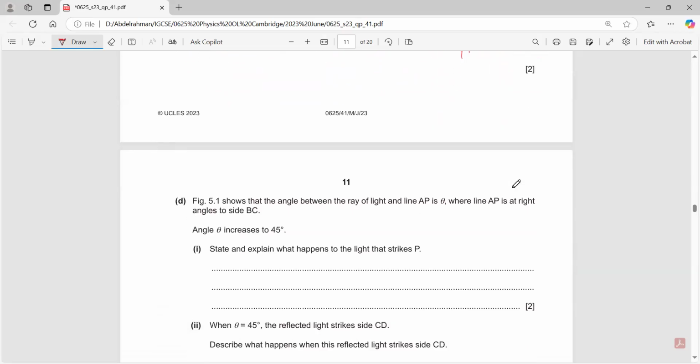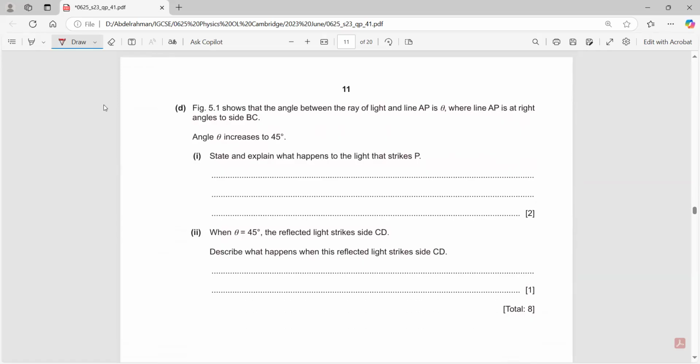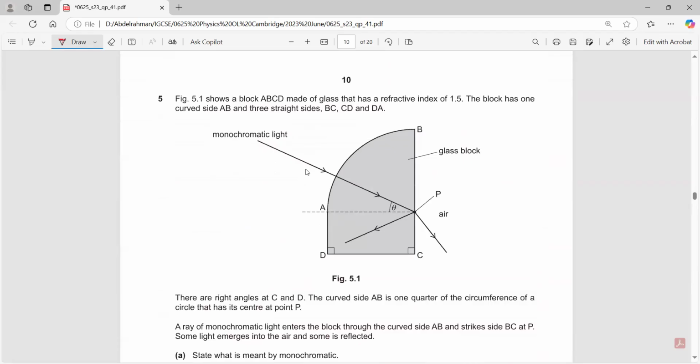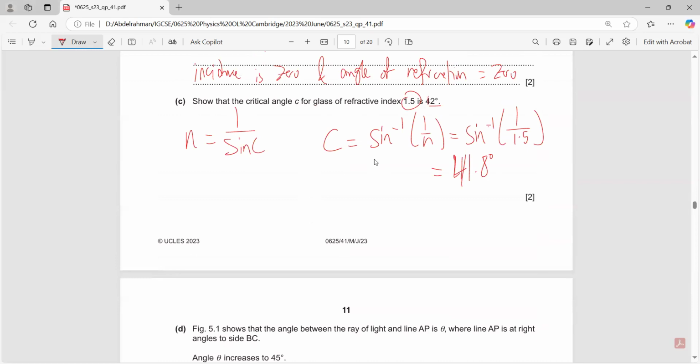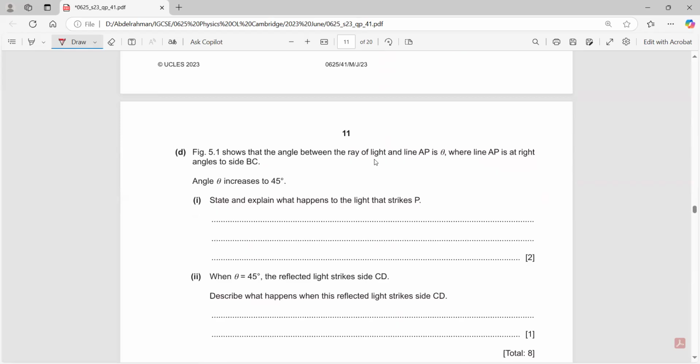Angle theta is the angle between the ray of light and line AP. Theta is increased to 45 degrees. As you increase the angle to 45 degrees, what happens to the light that strikes P? 45 is greater than the critical angle, 42. The phenomenon is called total internal reflection.